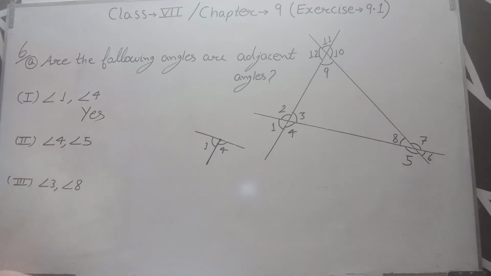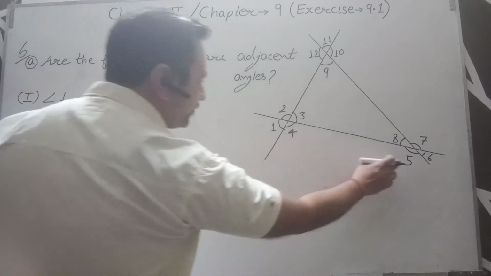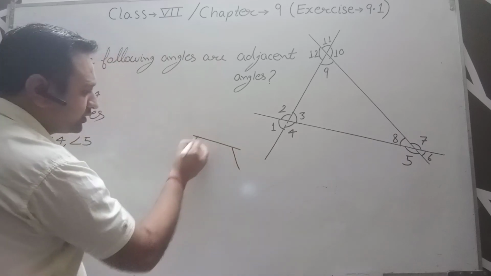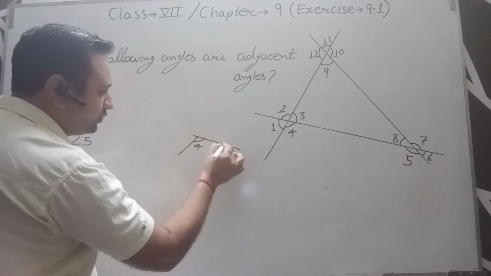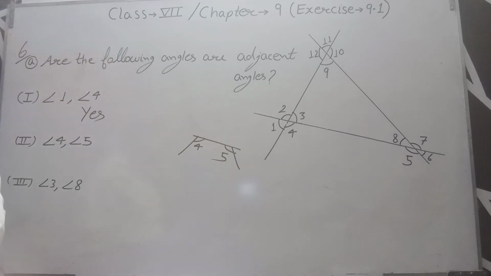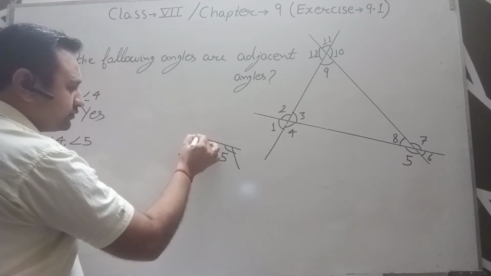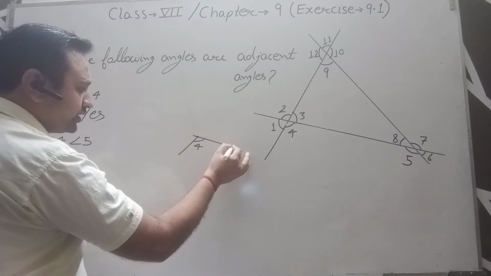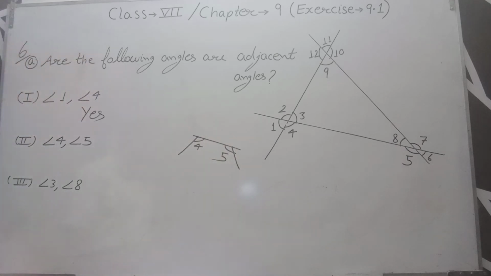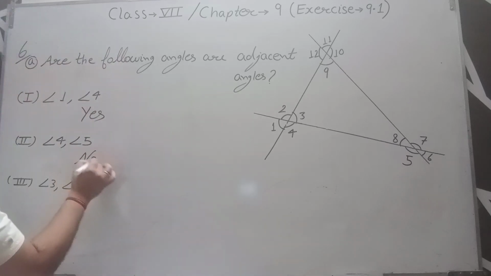Angle 4 and angle 5. Both angles are like this. First condition, both angles have a common vertex. But we observe that its vertex is this and the vertex is this. Both are not common, so the first condition is not complete. So it is not a pair of adjacent angles.